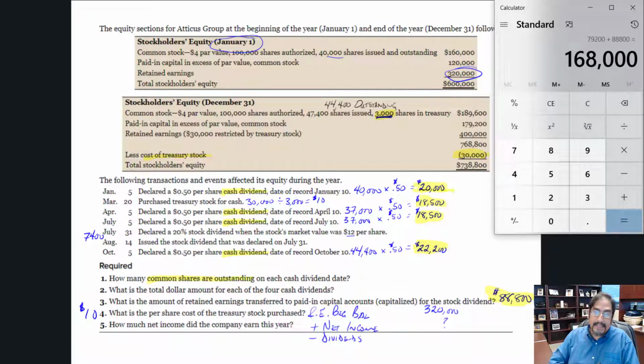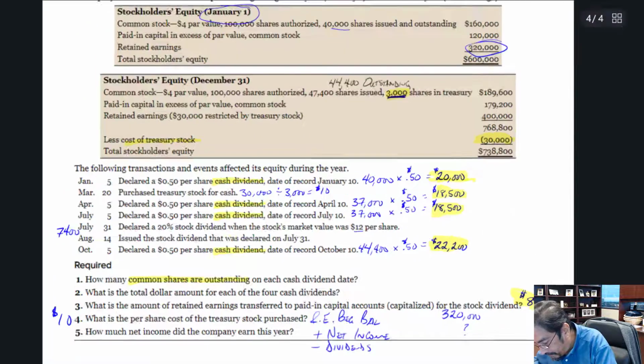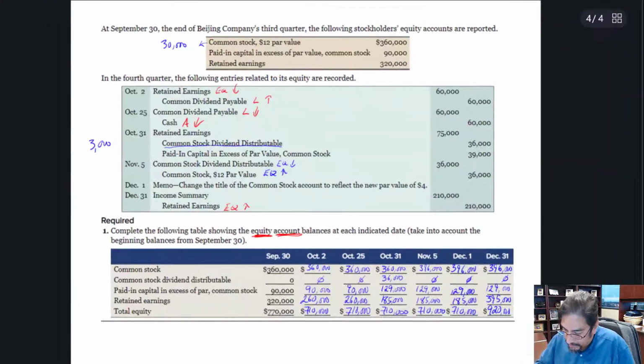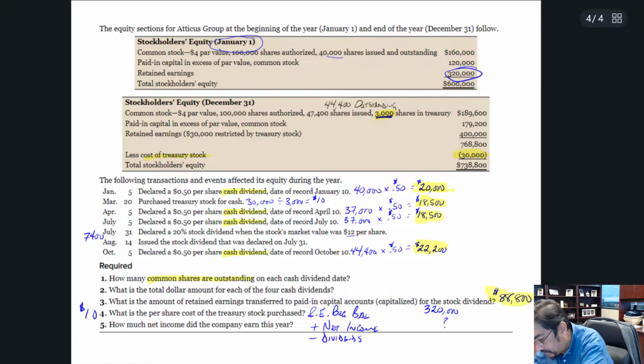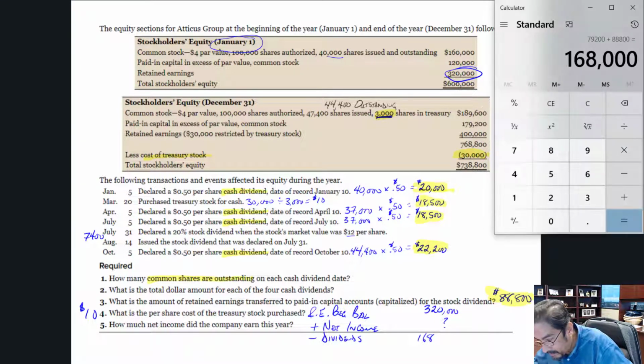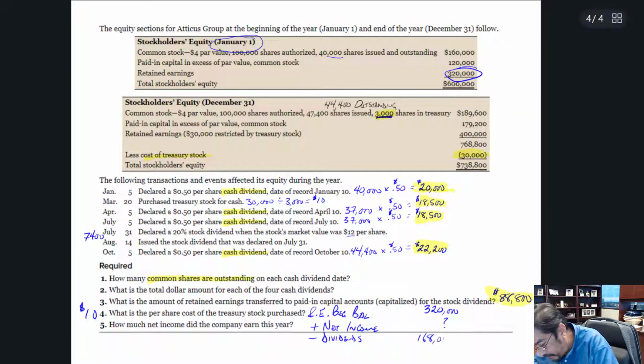So we paid $168,000 in dividends. What was it? Oh, 168 even. Equals retained earnings ending balance, and we have that number here.